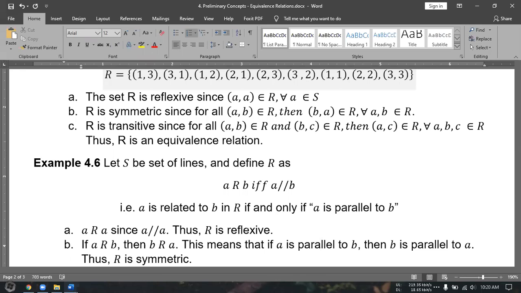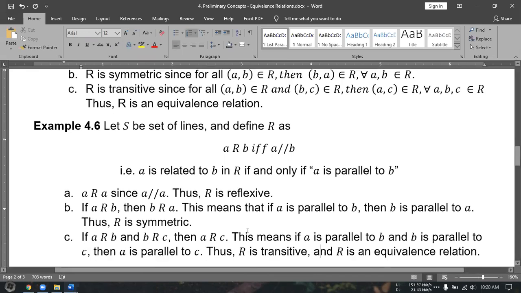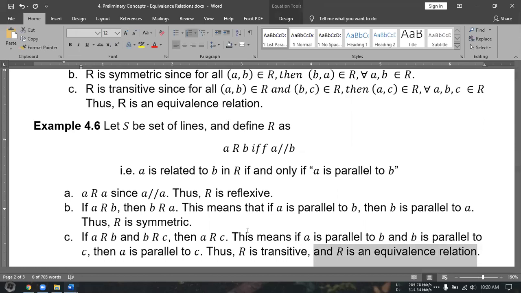How about the third condition? Let's say, for example, we have a line A parallel to B and B is parallel to C. Can we say that A is also parallel to C? Yes, sir. Ulitin ko lang, although narinig ko na yung sagot. A is parallel to B and B is parallel to C. Can we say that A is parallel to C? Of course. Thus, R is transitive. And our conclusion: R is an equivalence relation.